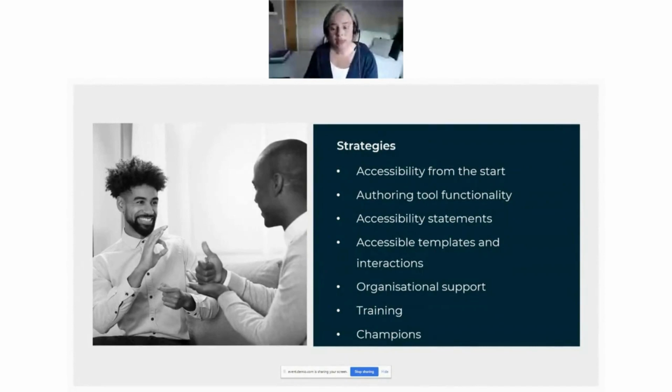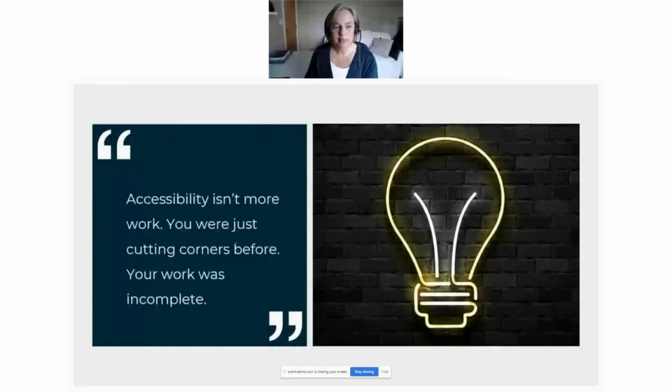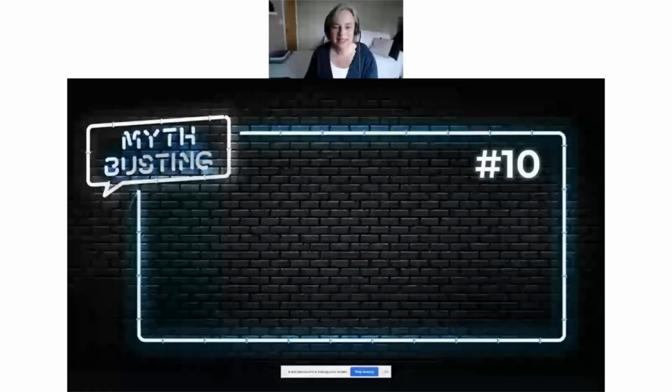But to finish this myth, I just want to share a comment that I saw recently on social media. And it really was a true light bulb for me when I read this comment. So, what they said was that accessibility isn't more work. You were just cutting corners before. Your work was incomplete. So, a key takeaway from me there.